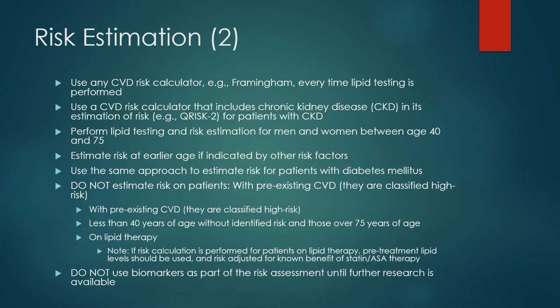In skill 2, we're going to be doing our risk estimation. We're going to be using the Framingham test as a cardiovascular disease risk calculator. We're going to be looking at men and women aged 40 and above, a change that has occurred as of 2016. We're going to not do this risk estimation if they already have a diagnosis of a cardiovascular disease. They're classified as high risk, as seen, and we don't use biomarkers as part of the risk assessment.